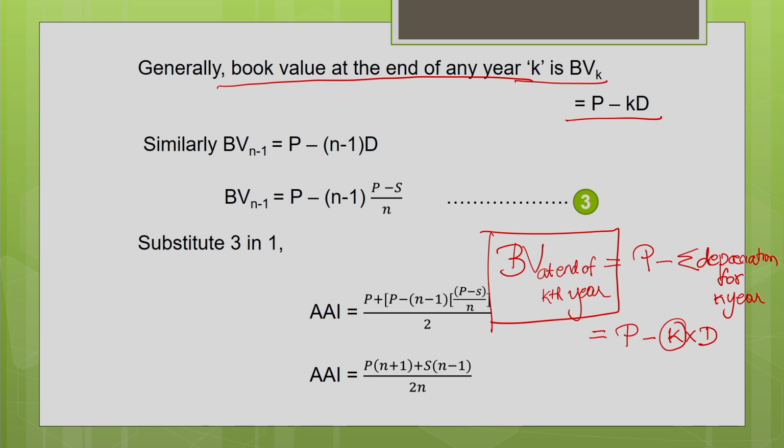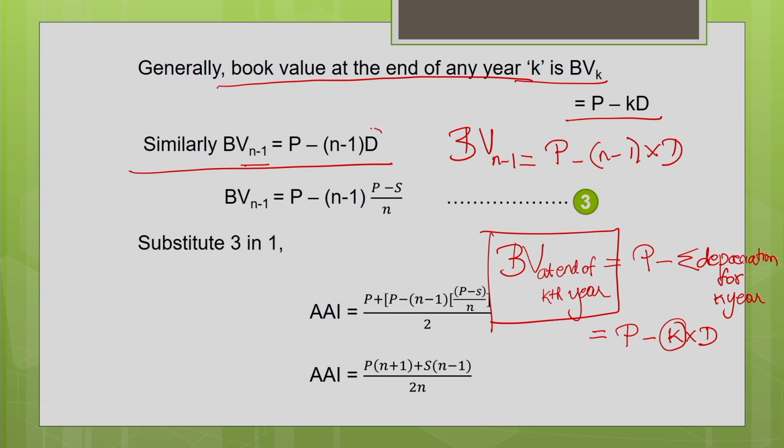Similarly, I need to calculate the book value at the end of n minus 1 year. The initial cost is P, minus n minus 1 years multiplied by the depreciation. If you go by the straight line method, it is P minus n minus 1 into d. That is what is written here. Book value at the end of n minus 1 year is nothing but initial cost minus n minus 1 years multiplied by the depreciation for every year.